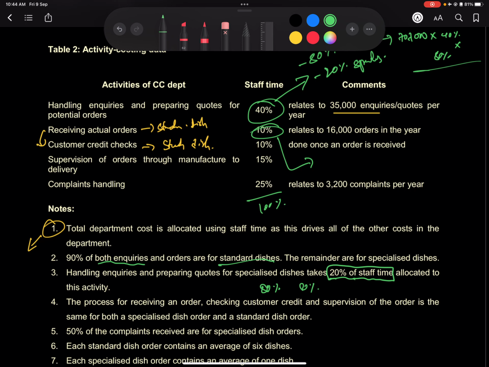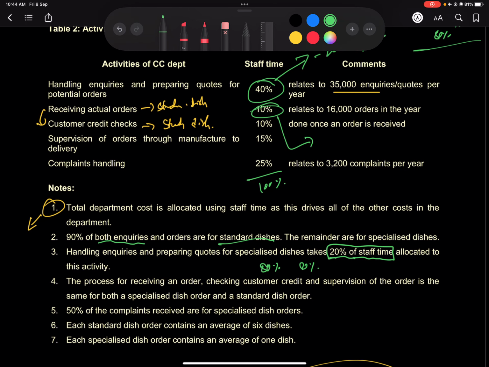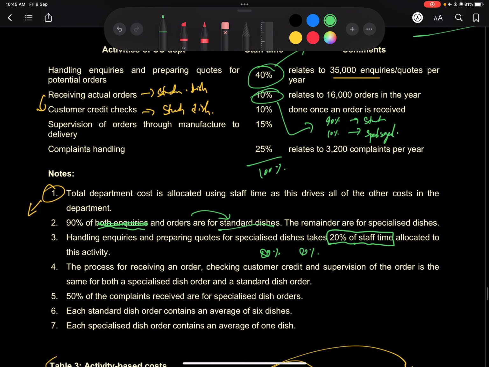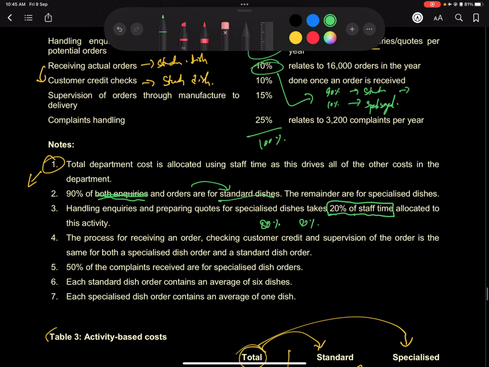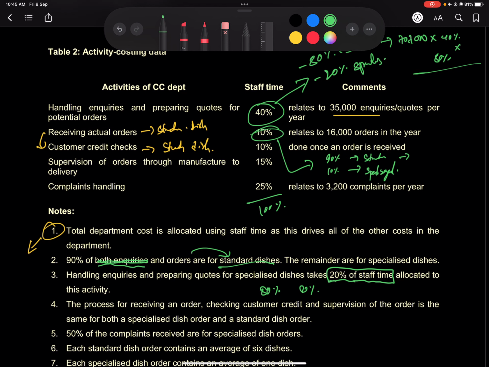Next thing, receiving actual orders, right? In terms of actual orders, 90% of the orders are for standard dish. So I want you to forget the previous thing at the moment. Let's just say 90% of it is for the standard, and 10% is for the specialized. All we need to do is just multiply it: 707,000 times 10% or times 0.9 or 90%, however you want to do it. Same thing for specialized, all you need to do is change the 90 to 10.